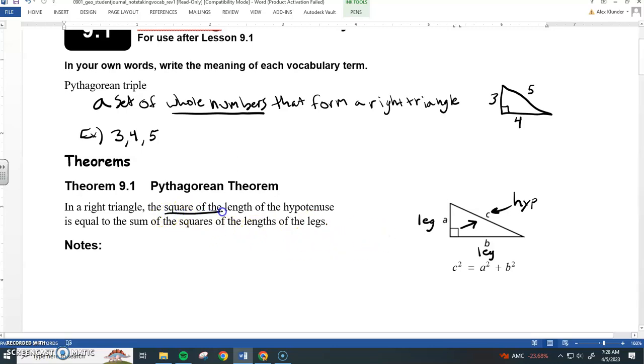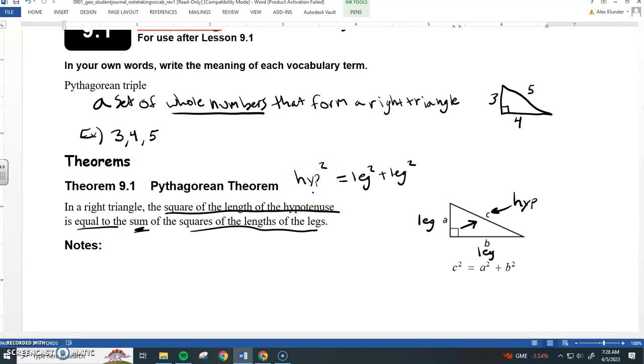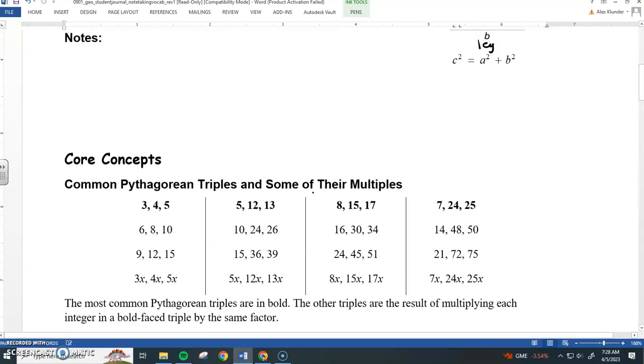The square of the length of the hypotenuse. So basically, take your hypotenuse squared, and that's equal to the sum, that's addition, to the squares of the legs. So leg squared plus leg squared. Sometimes the reason I like to write it like this is that it shows you this C term, this hypotenuse. The hypotenuse has to be on its own side of the equation, and then it's just leg squared plus leg squared.